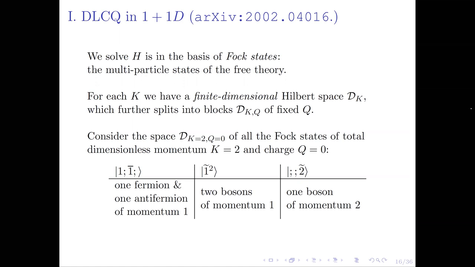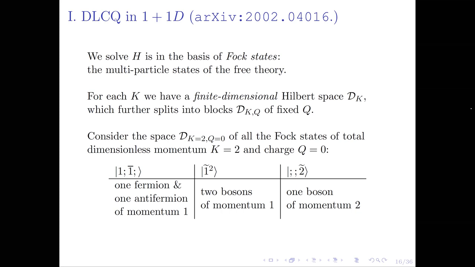So how do we understand that the Hilbert space has finite dimension? Well, let's just consider an example. Let us consider all the Fock states of total momentum 2 and charge 0. Since the discretized momenta are just positive integers, and they all should sum up to 2, there are just three options. You can have one fermion and one antifermion, each having momentum 2. You may have two bosons of momentum 1, or you may have one boson of momentum 2, and that's it. So it's like you can do QFT using a 3x3 matrix.